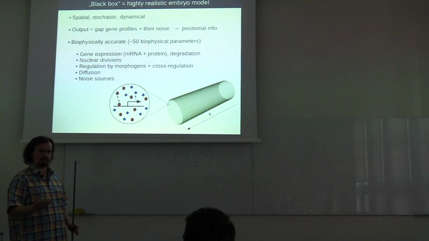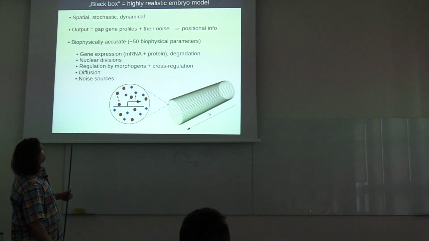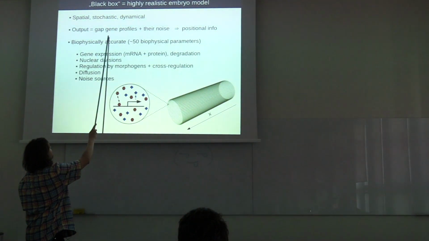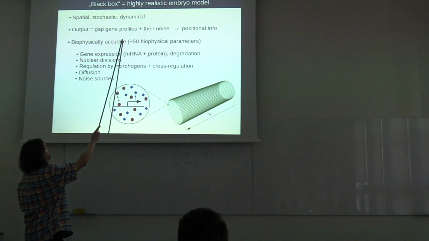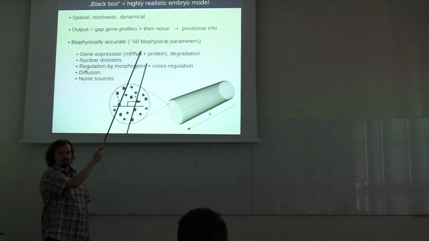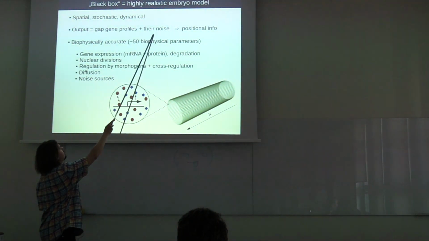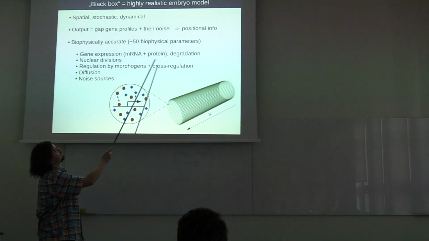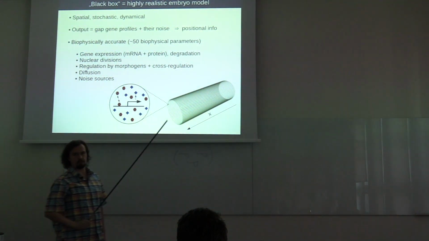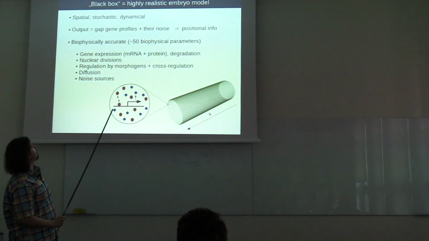because those are the features of this developmental system. Secondly, the main features of the model are that the output are the gap gene profiles, the expression profiles of the gap genes, plus the noise bars around them, importantly, because only when you have the noise bars and the average profiles can you compute this positional information from the joint distribution that I mentioned before, right?